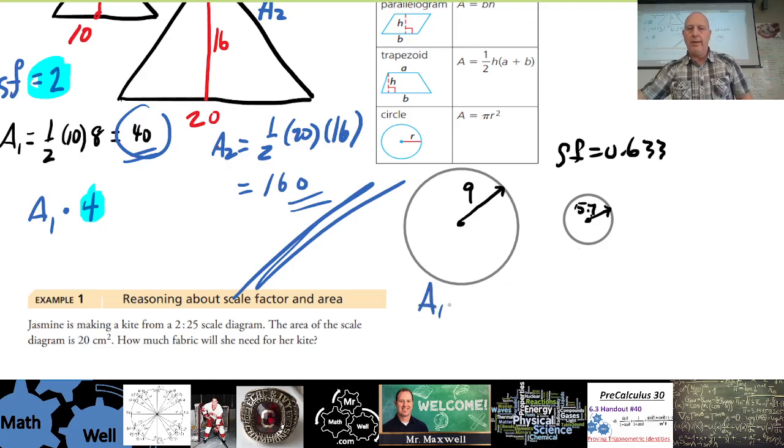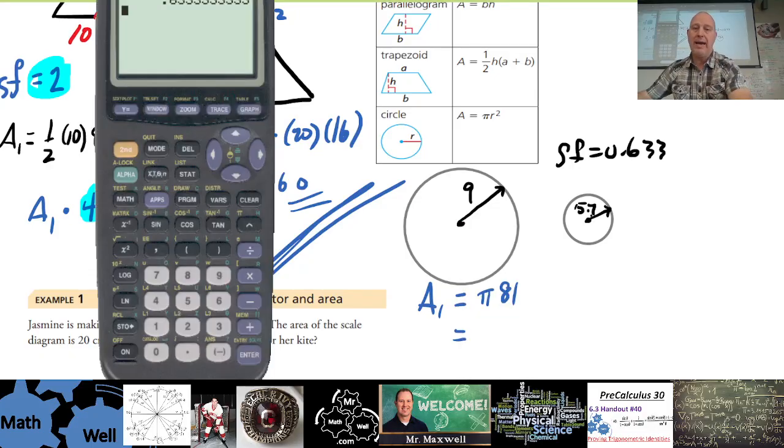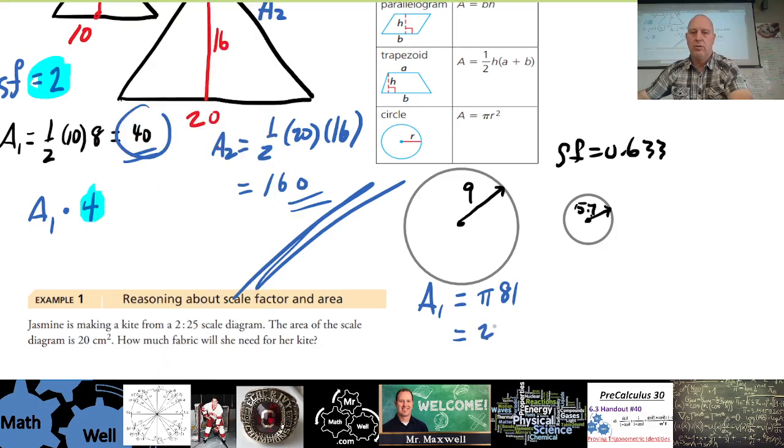So area 1 here of our original is going to be pi times r squared, right? So pi times 81, 9 squared. What is 81 pi as a decimal? 254.469. We'll go 3 decimal places. That's good. Okay, area 2 is the little guy here.